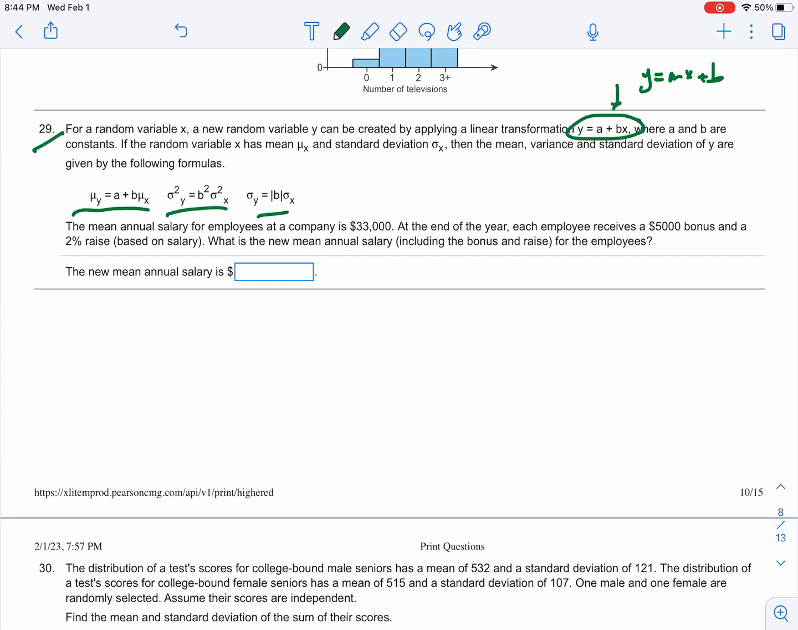where A and B are constant. If the random variable X has a mean mu of X and a standard deviation sigma of X, then the mean, variance, and standard deviation of Y are given by the following formulas. Then they say mean annual salary for employees at a company is this. At the end of the year, each employee receives a 5,000 bonus and a 2% raise based on salary. What is the new mean annual salary?